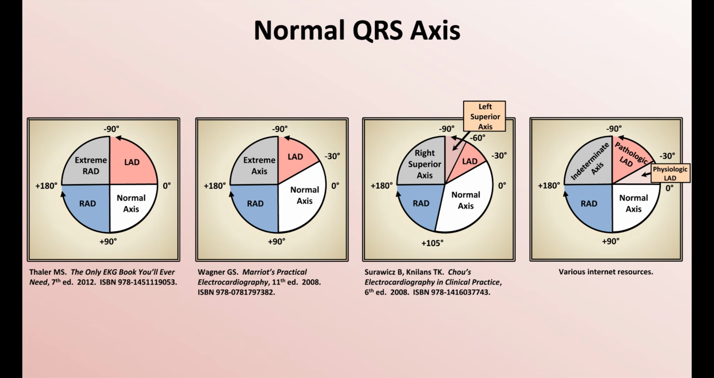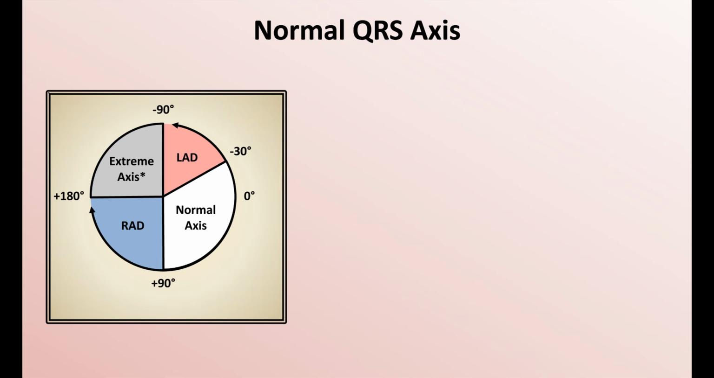While there isn't a consensus regarding the normal range, nor the terminology, here is what I use in my practice, which conforms with the common practice of electrophysiologists with whom I'm familiar. The normal range is -30 to +90.